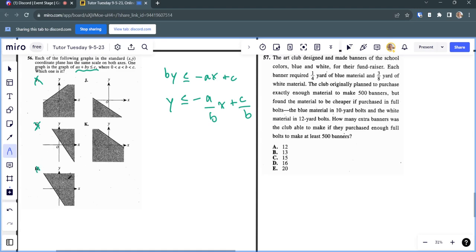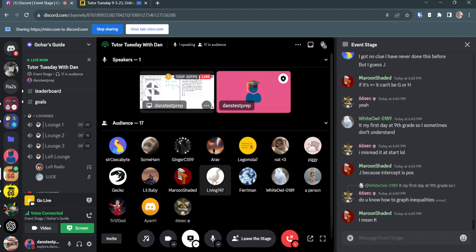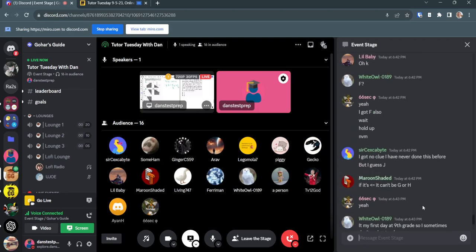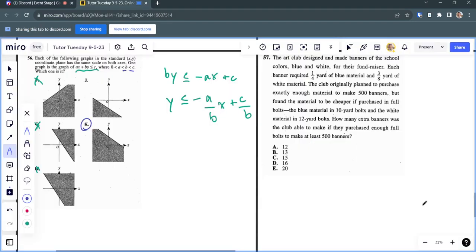Between J and K, let's see. We know that c and b are both above 0. So c divided by b should be a positive number. So that intercept should be positive. The only one that matches with a positive intercept is answer choice K. Clear on that? Yeah, K. That seemed like a tricky one, but definitely answer choice K for this one.